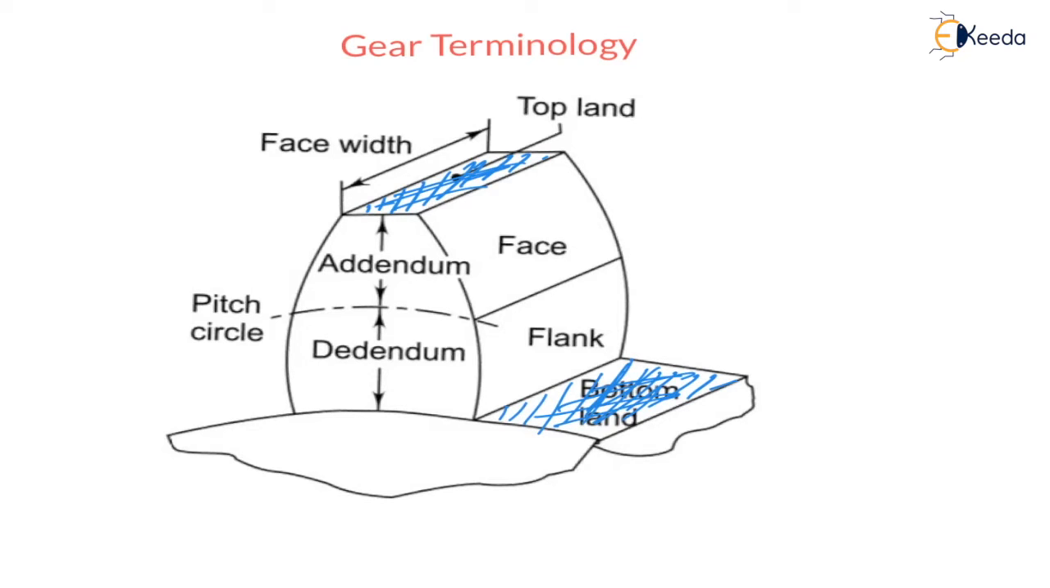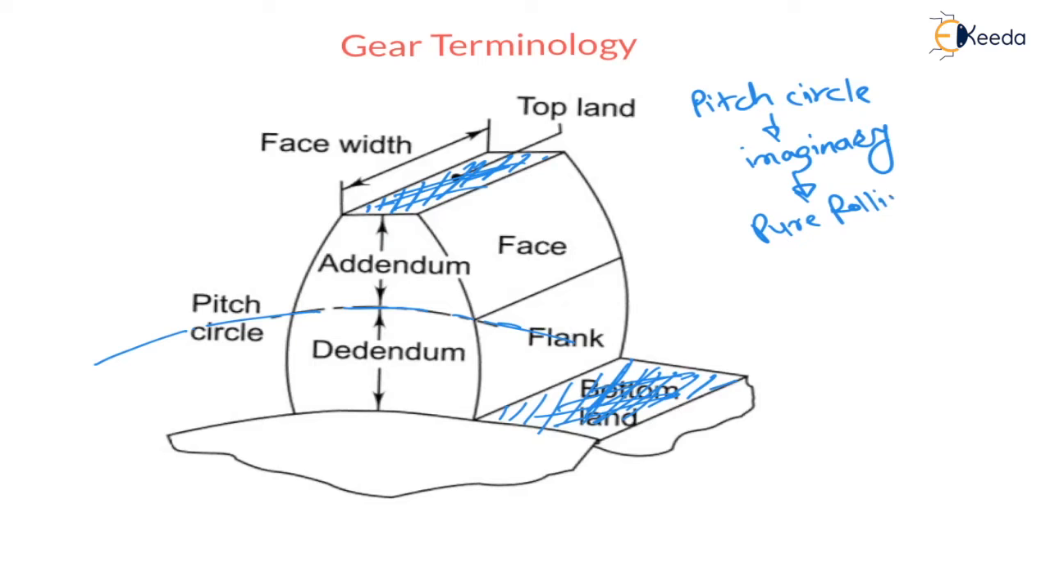Now again, there will be a pitch circle. This is very important. The pitch circle is an imaginary circle where pure rolling motion is observed. Pure rolling motion means only rotation, there is no translation effect. At the pitch circle, or imaginary circle, pure rolling motion is observed.